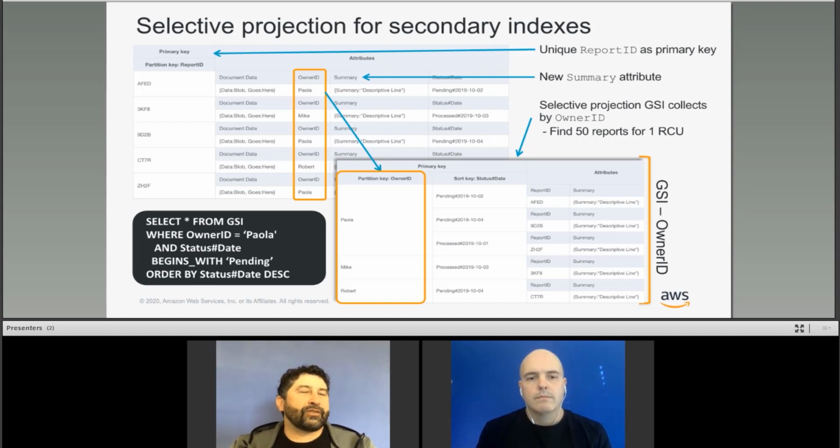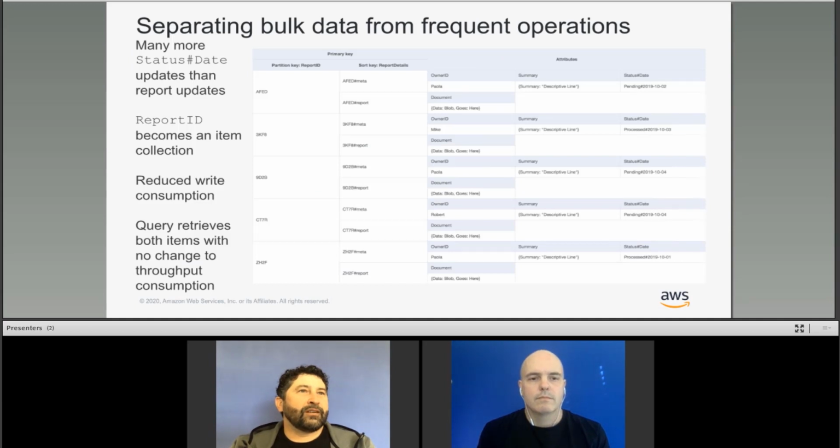So that optimizes the read side of things. Is there anything we can do to optimize the writes? Because one of the things that I'm thinking about in this design is that we might be updating that status date very frequently. Over the lifetime of a report that's added, we may make some occasional updates to those reports, but I bet we're going to update the status date many times over the lifetime of that report ID. What can we do about that, Rob?